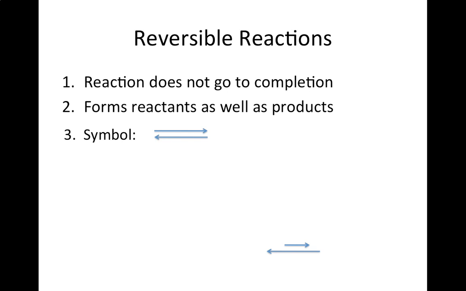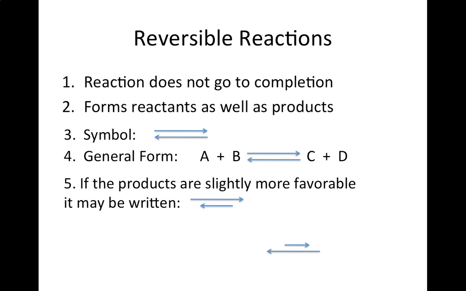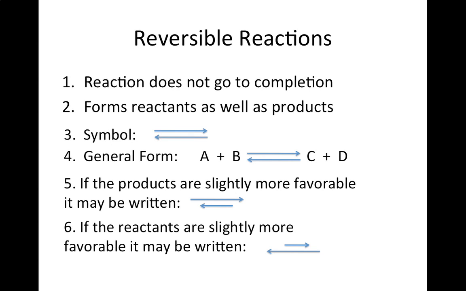The symbol that we use is a forward arrow and a backward arrow. The general form, if I had a double displacement reaction, would be A plus B goes to C plus D. If the products are slightly more favorable in energy, we would write it with the top arrow longer than the bottom arrow. And in the other direction, if the reactants are slightly more favorable, then we have the reverse reaction, as we call it, as a longer line than the forward reaction. So reactants to products, we call the forward reaction. Reverse reaction is products to reactants.